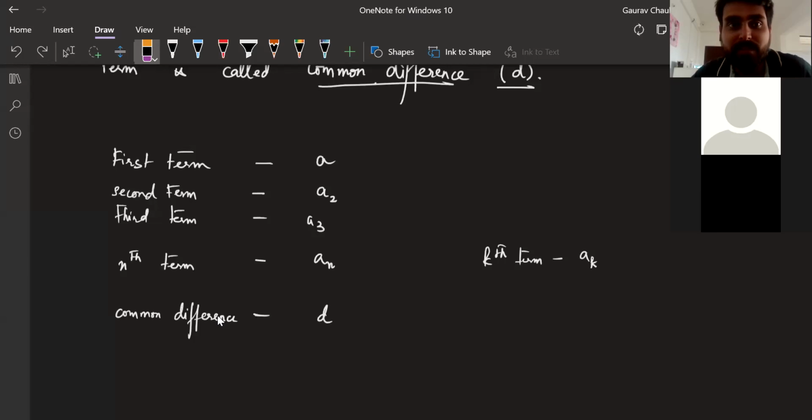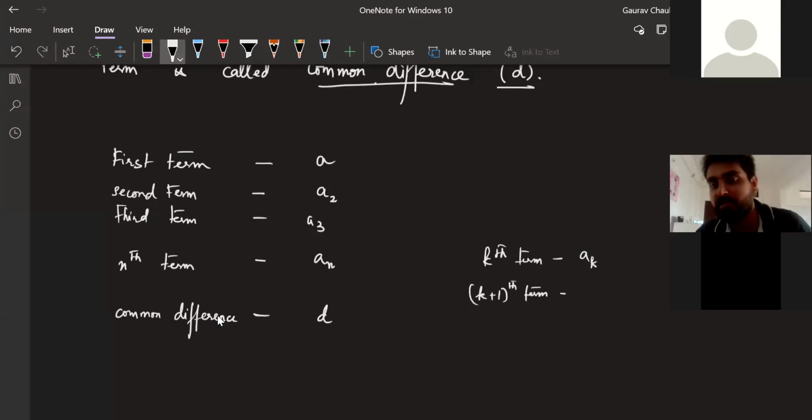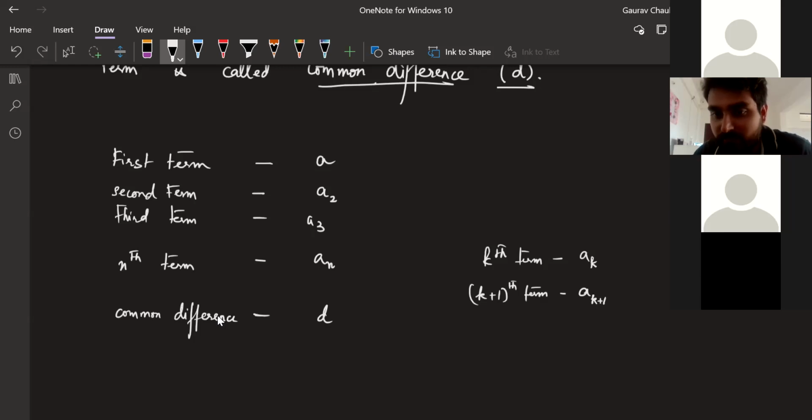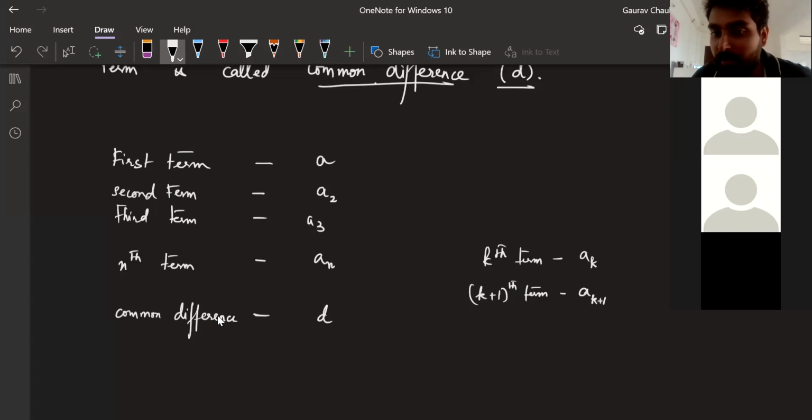If someone tells you the K plus 1th term, how will you write this? Tell me. Sir, A K plus 1. At the bottom, you write K plus 1 here. And if you think there might be confusion, you put it in a bracket. If you end up writing it big like this, see, this will be different from A K plus 1. This will be the kth term plus 1.